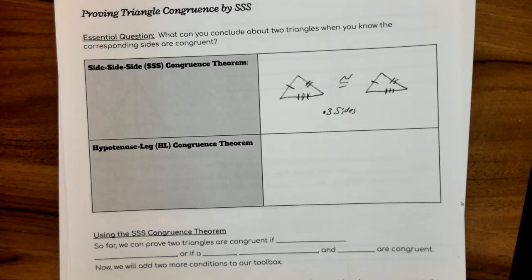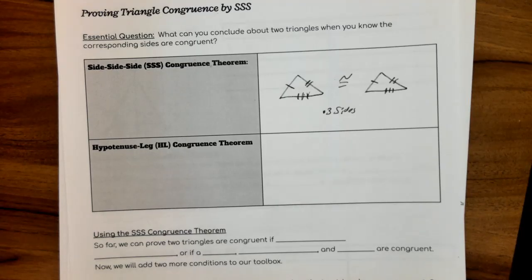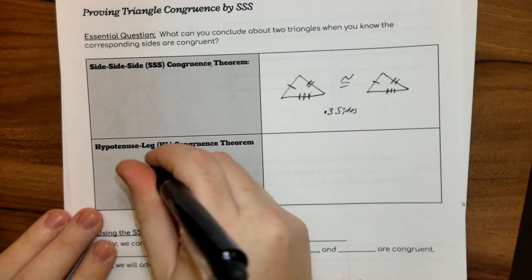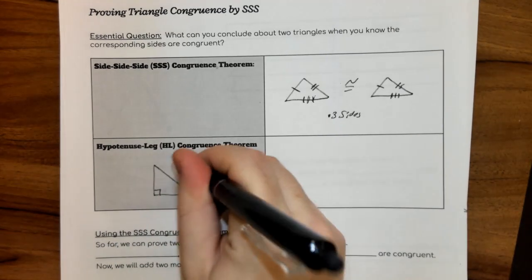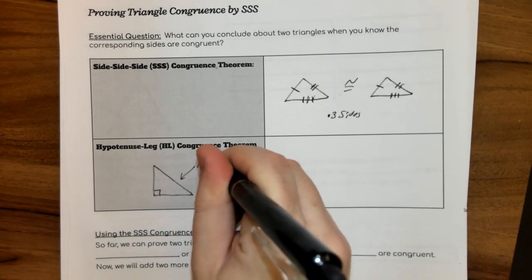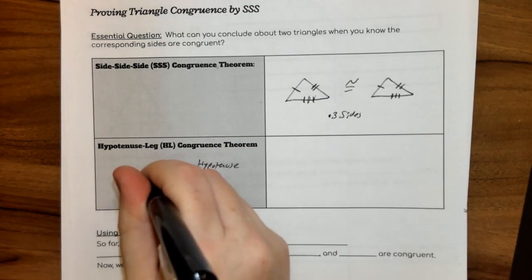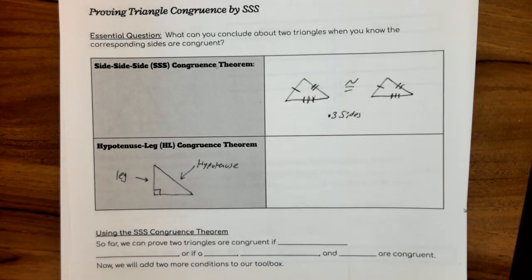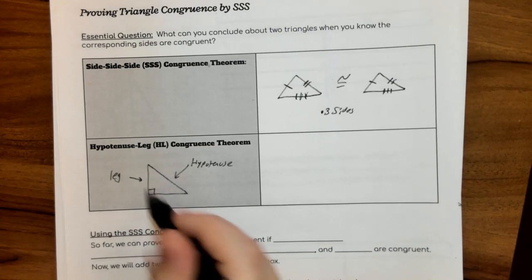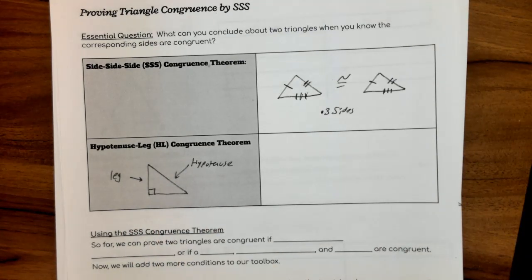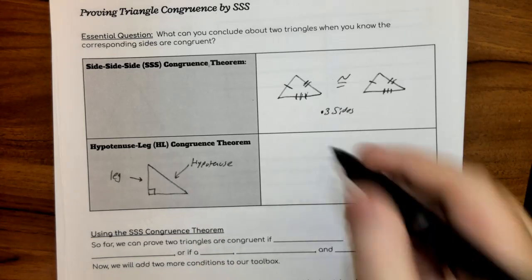This last theorem we're going to be learning today is called the hypotenuse-leg congruence theorem. And it's important to remember what a hypotenuse is, because some triangles don't have one. A hypotenuse is the longest side of a right triangle specifically. This is your hypotenuse. It's the one across from the right angle. And this is your leg. So, as long as you can show the hypotenuse of 2 right triangles are the same, and either one of the legs of those right triangles are the same, then you've got hypotenuse-leg congruence.